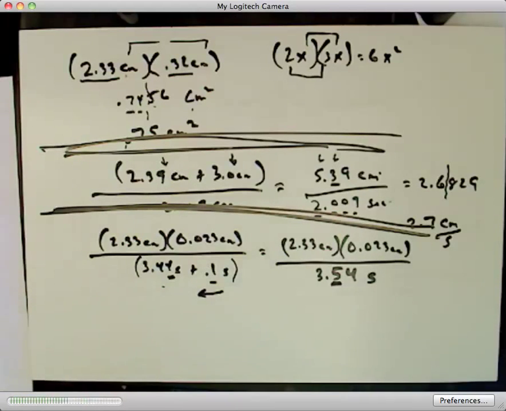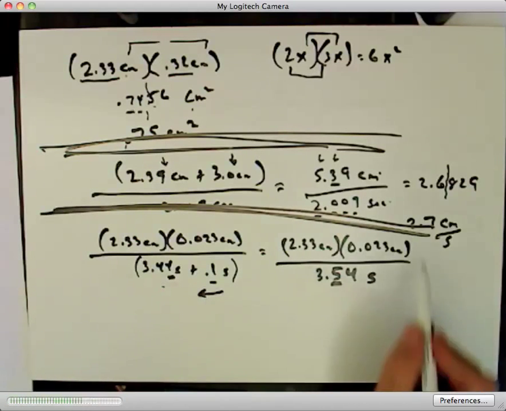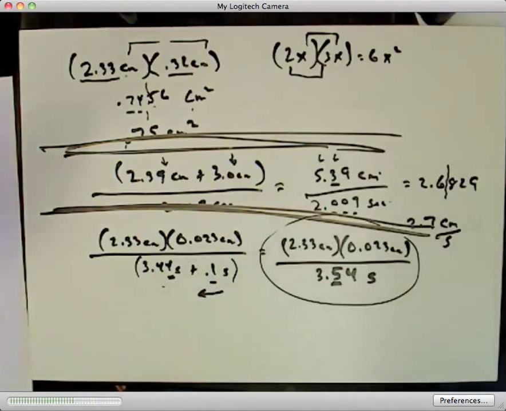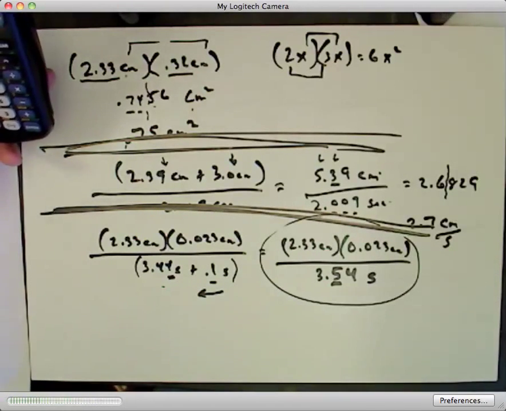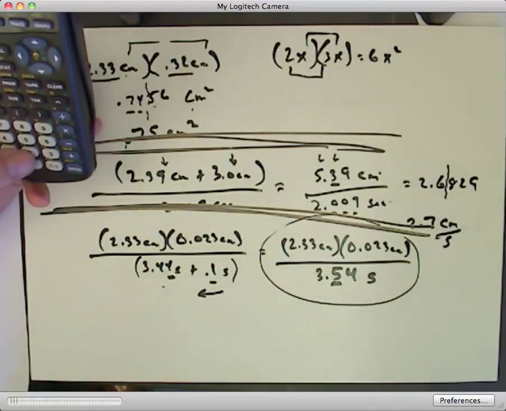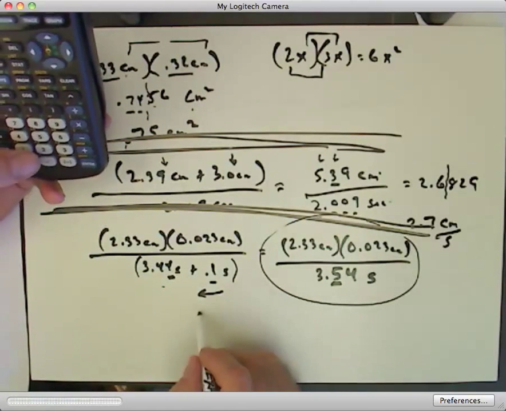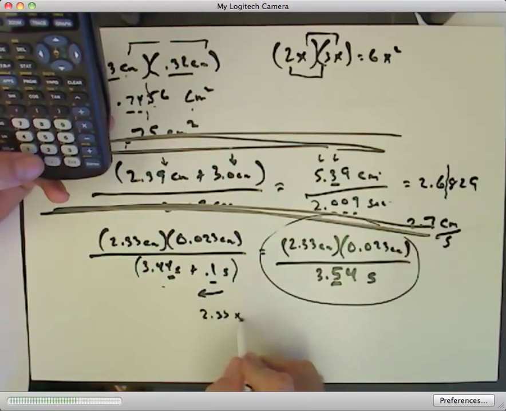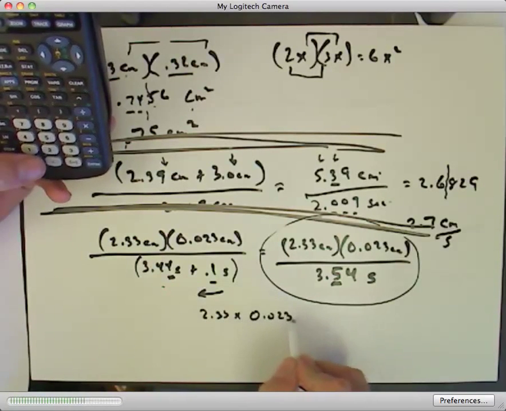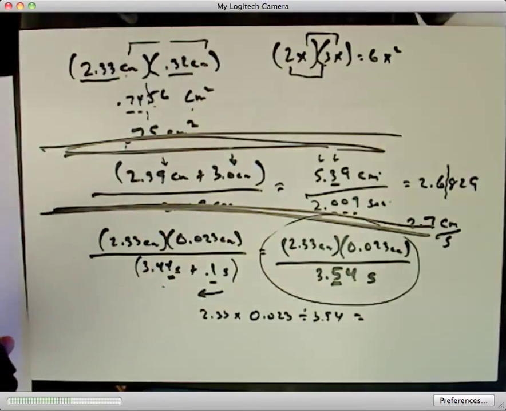So I'll remind myself that this denominator is now 2 sig figs, because I have to switch rules from the adding rule to the dividing and multiplying rule. I can do this all on my calculator in one, because it's all the same rule, in one giant math problem. In fact, on my calculator, I would write 2.33 times 0.023 divided by 3.54. Then I push equals, and I get it all in one calculation.